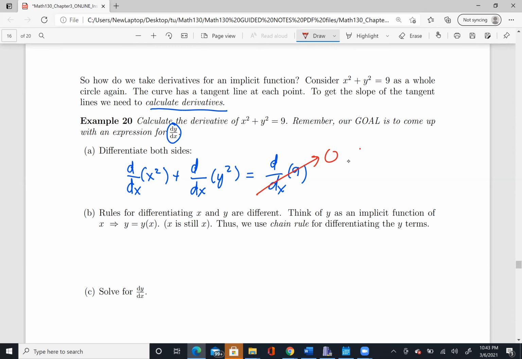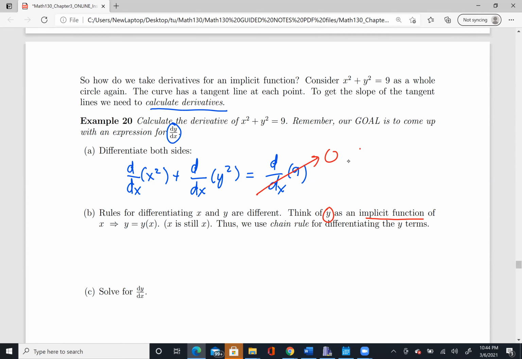For the next step, you're going to use the rules for differentiating x and y differently. You're going to think of y as an implicit function of x. What does that mean? y will be equal to y of x, like a function of x, and x in here is still x. That means we have to use the chain rule for differentiating the y term.